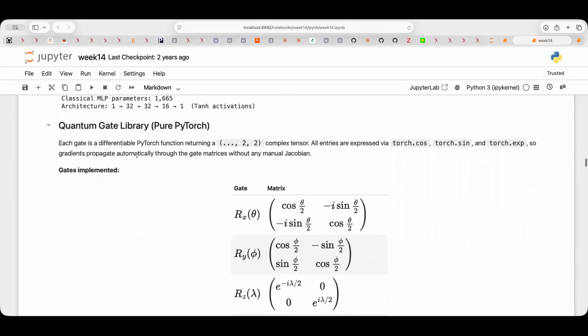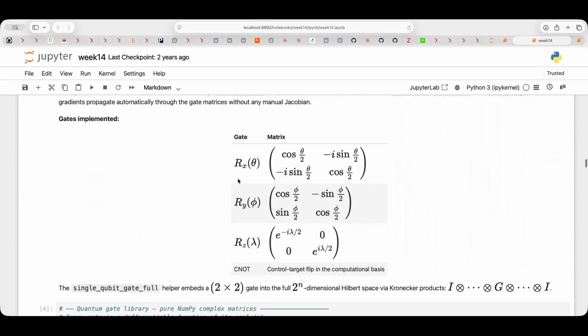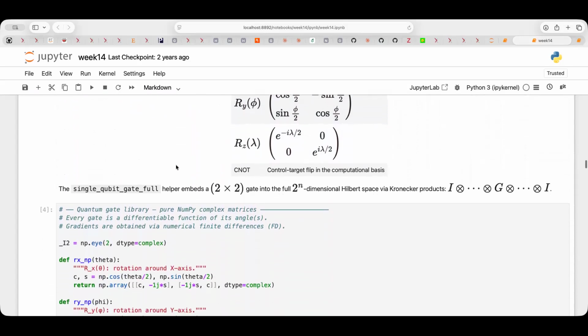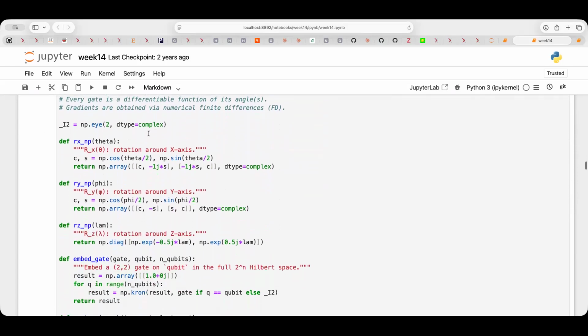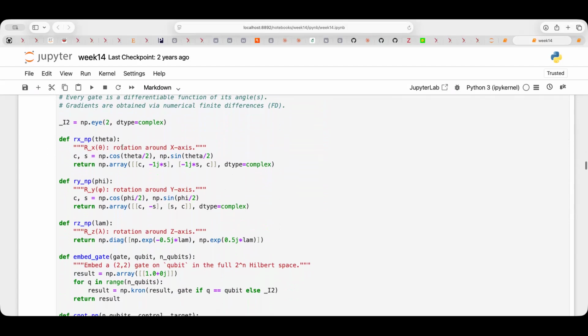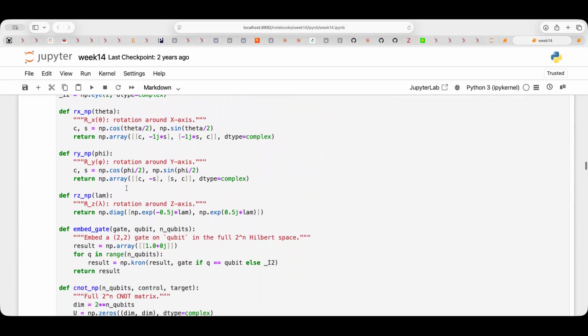And then I have a quantum gate library. I've tried to make this as simple as possible. This is the way I would encode the inputs. And I have my RYs and RZs. These are the different gates for the variational part. And then the simple qubit gate embeds a 2x2 gate into a full 2 to the n dimensional Hilbert space. So you will see here the definition of the different gates, depending on the angles which we have.